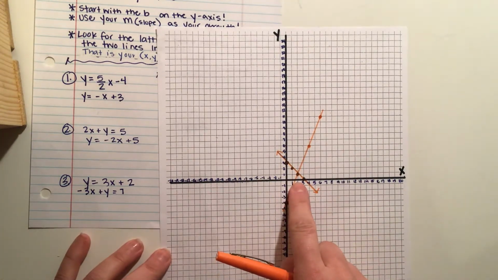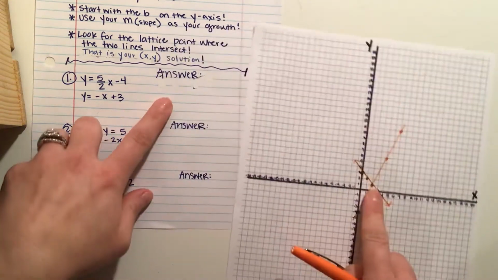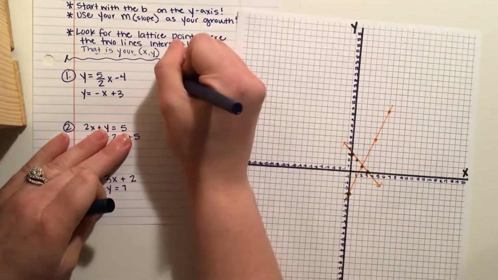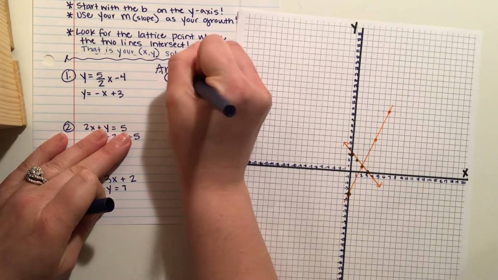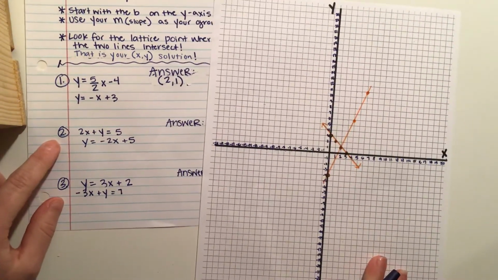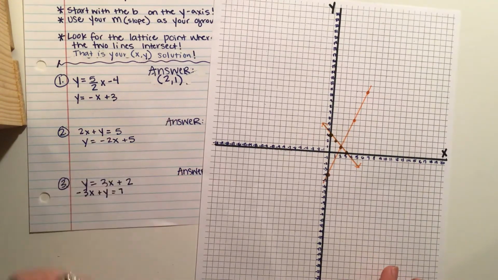X is 2, y is 1. So our answer is going to be 2, 1. That's our answer. We just graphed this system of equations to find the x comma y.